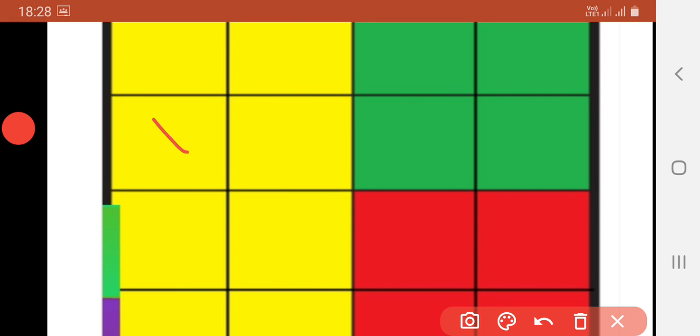Here for question A, here are 8 parts yellow and 4 parts green and the remaining red squares are 4 also.